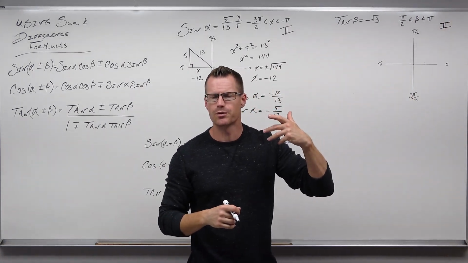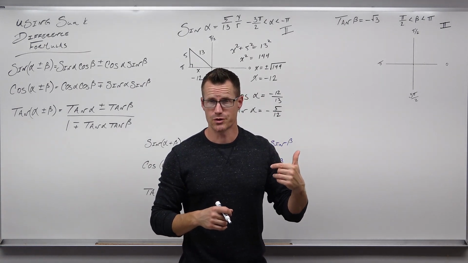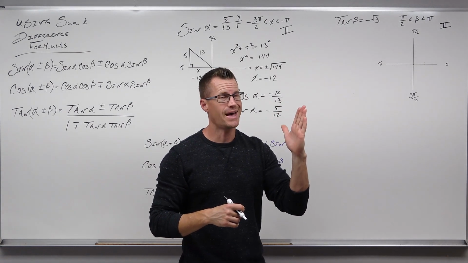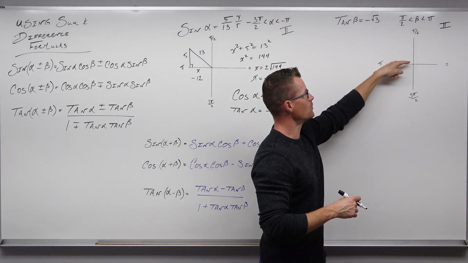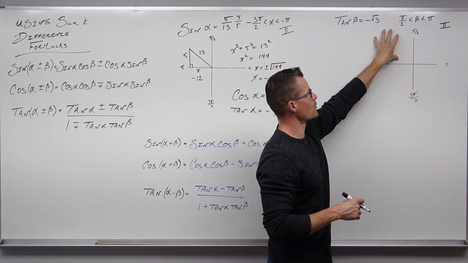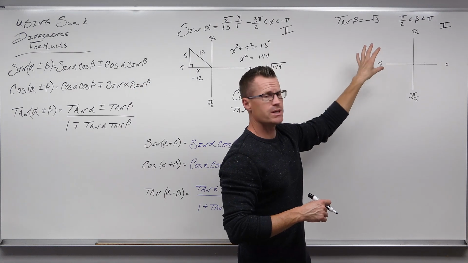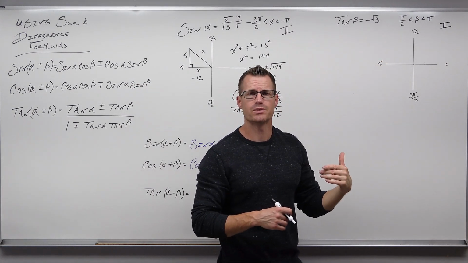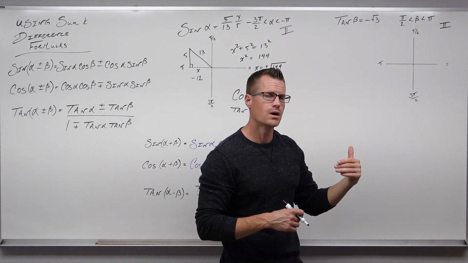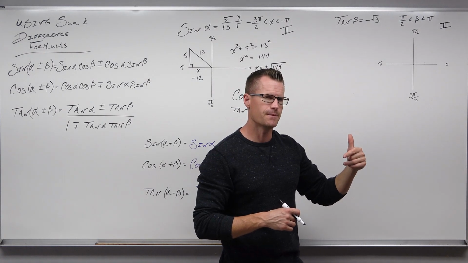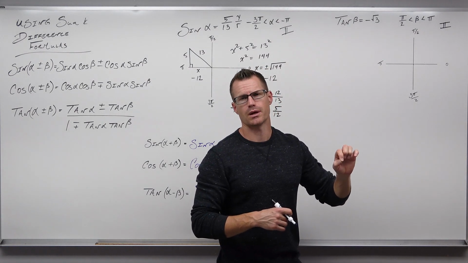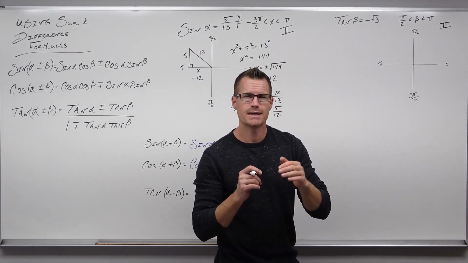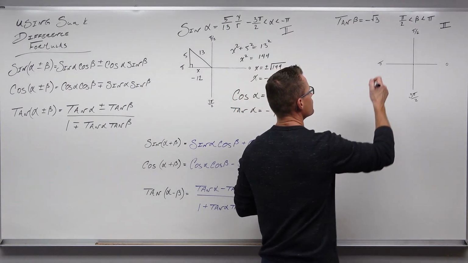Again, some thoughts start floating through our mind. What happens in quadrant 2? Y's are positive, x's are negative in quadrant 2. Y is positive, x is negative for this piece of the puzzle. So we're going to have to keep that in mind when we start drawing this picture of our angle. So if tangent beta is negative square root of 3, remember what tangent does. Tangent takes y over x.